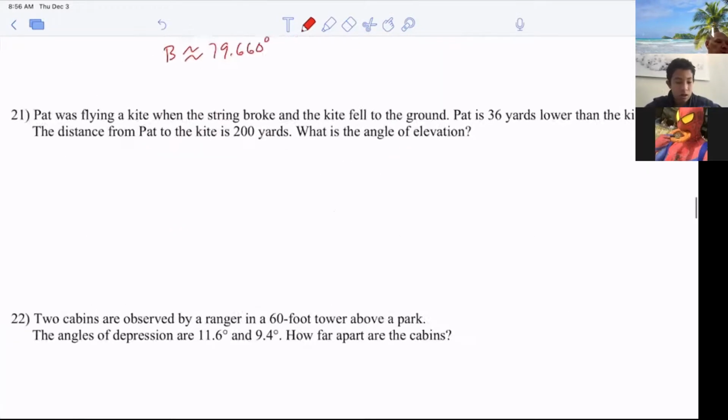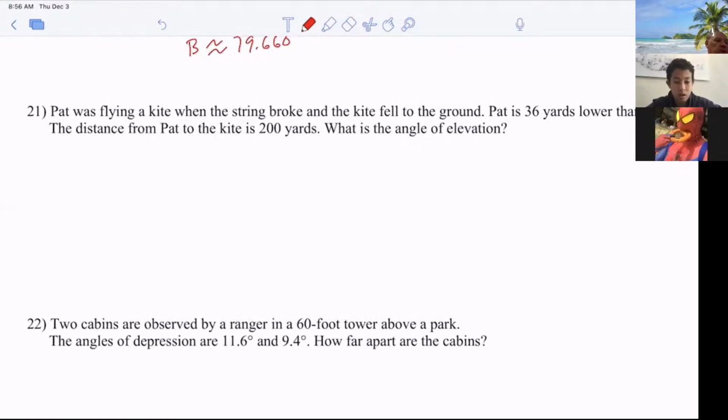21. Here we go. Pat was flying a kite when the string broke and the kite fell to the ground. Pat is 36 yards lower than the kite. The distance from Pat to the kite is what in the world? What is the angle of elevation? So here's the kite, right? Being flown right here. And again, we're assuming that it's a right triangle.